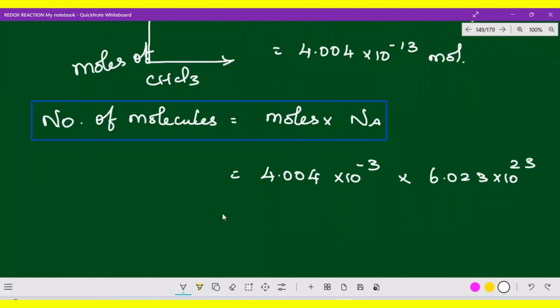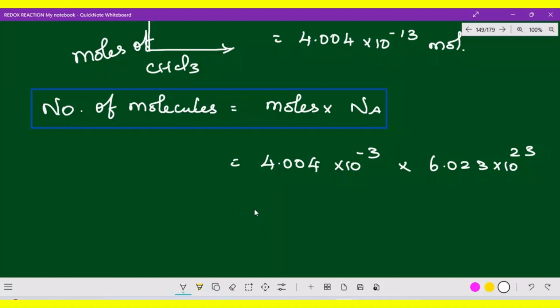So what is the answer you will be getting? You will be getting around 2.41 into 10 to the power of, sorry, this is minus 13, right? So here 23, here minus 13. So you will get 11 molecules. Not moles, molecules. I hope you got the clarity.